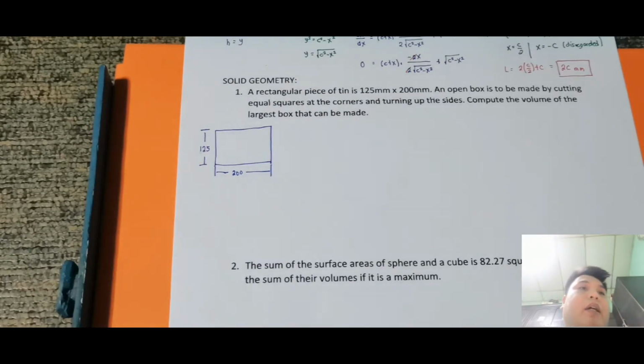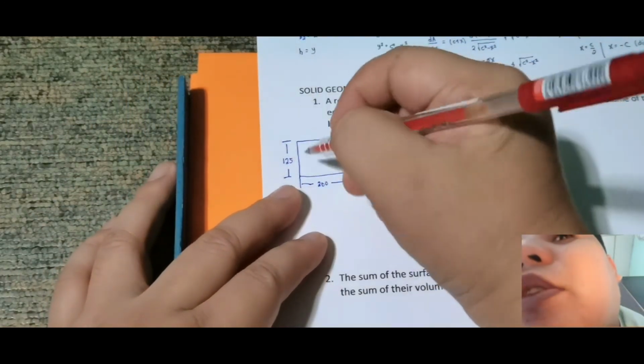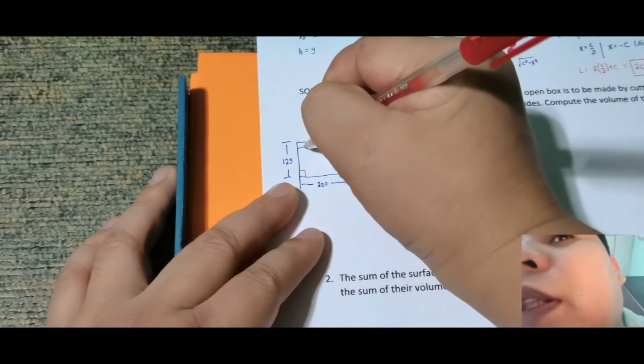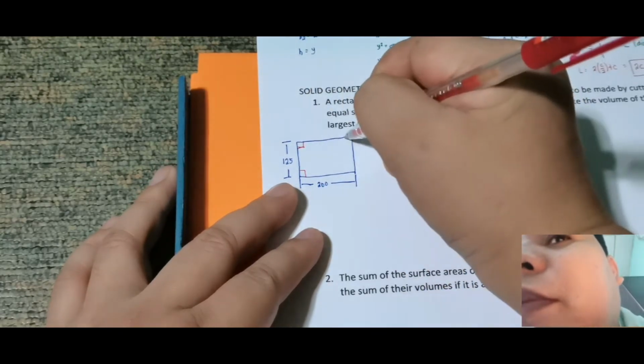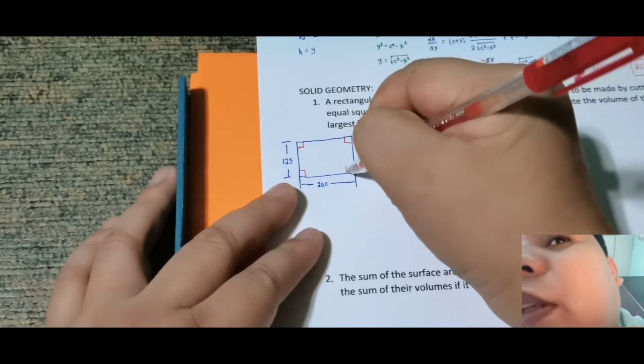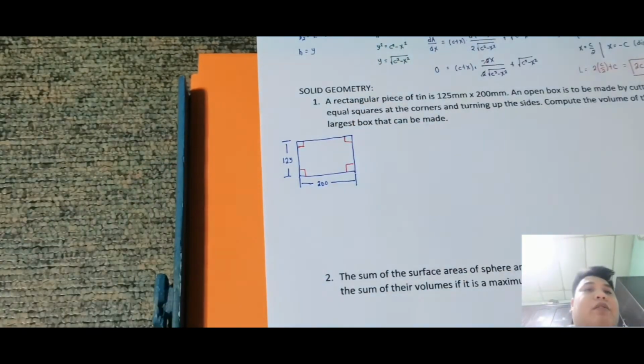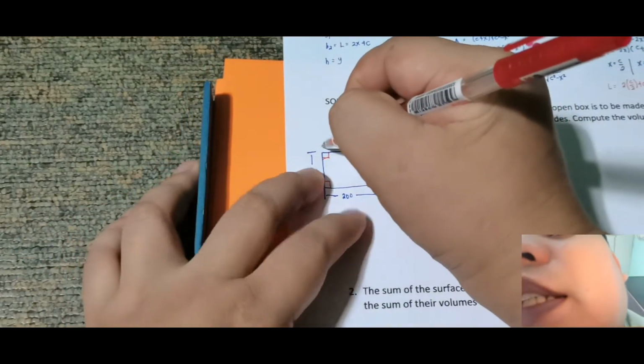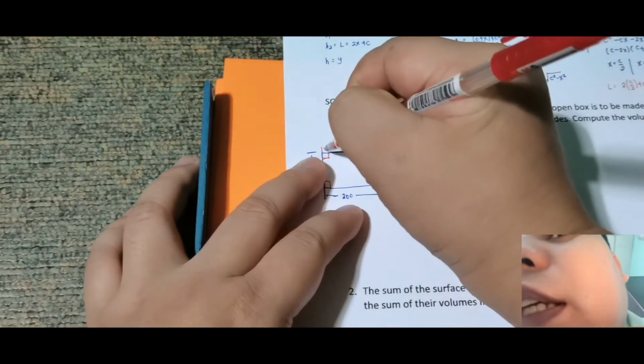By cutting equal squares at the corner and turning up the sides. Turning up the sides, meaning gagawa ka daw ng equal square dito, assuming na ganito kaliit. Dapat equal square yan. Gumawa tayo niyan. Since gumawa tayo ng equal square, yung square na yun is merong side x. Assuming na ito ay side x, yung side na to is side x.